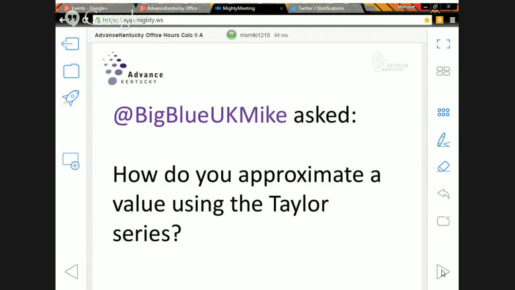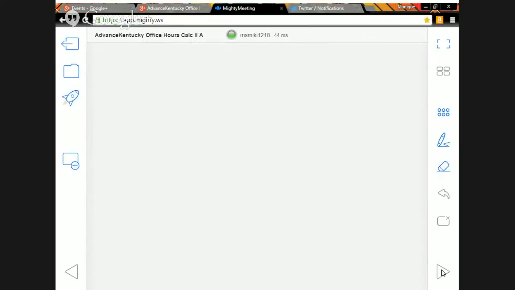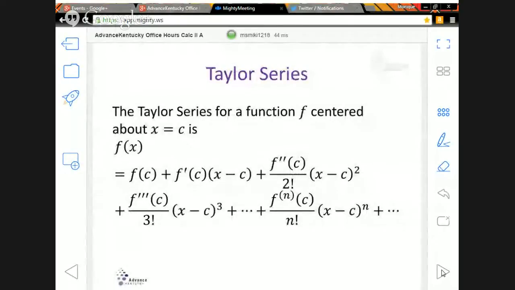Mike asked, how do you approximate a value using the Taylor series? Well, this is a BC question, so AB students, I'm going to need you to be a little patient for a few minutes. Mike, when you start out, the Taylor series in general is really an infinite series. It has an infinite number of terms. And for a certain number of values in a particular interval, that is the interval of convergence, this Taylor series is going to fit that original function.